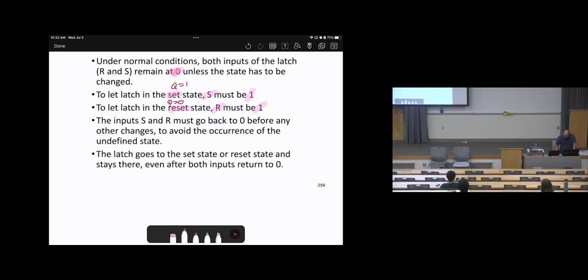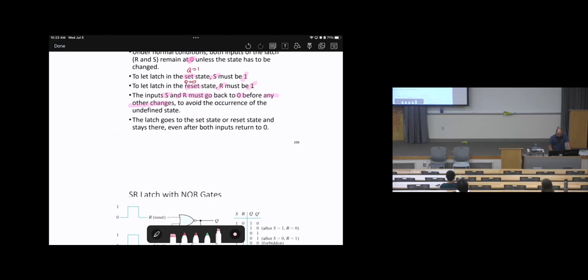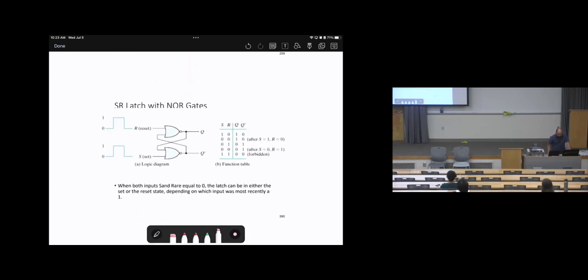So you see here the inputs S and R must go back to 0 before any other changes, to avoid the indefinite or forbidden states. So the latch will go to set or reset states after making sure that everything is all right.